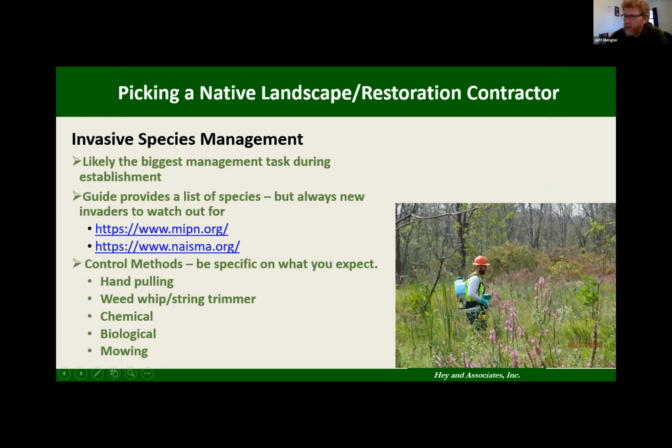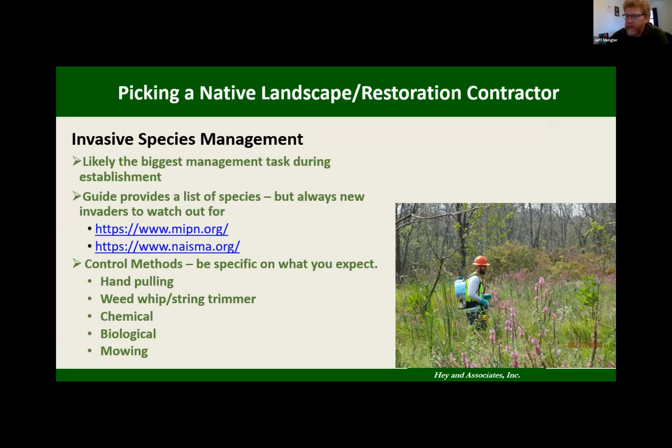Invasive species will likely be the biggest challenge in a lot of these situations, just because we're in kind of a sea of invasives in our region, that even if you didn't start with any within your site, they're all around it. Those seeds will come in one way or another. And so I'll show you in a minute the list of invasives that was in the guidebook we published, but I'm sure that it's already out of date. Always be on the lookout for new invaders.